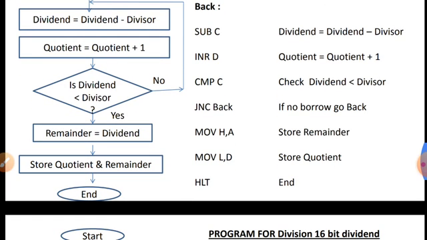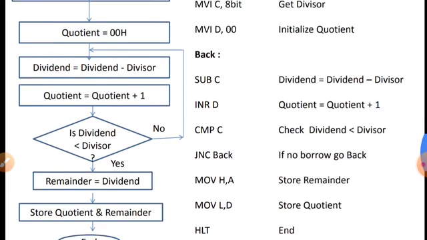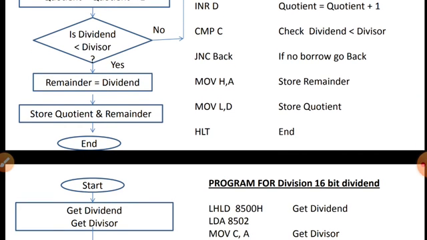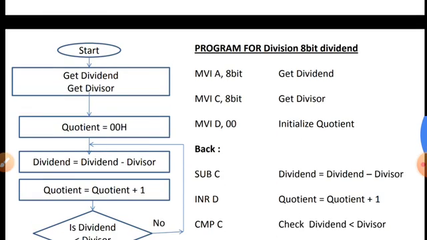And when the carry is generated, what we are going to do? We are going to store A into H and D into L. What is A? A is the remainder. And what is D? D is the quotient. So quotient is stored in the L register and the remainder is stored in the H register, and the program is going to end. So this is a simple program for the 8-bit division.